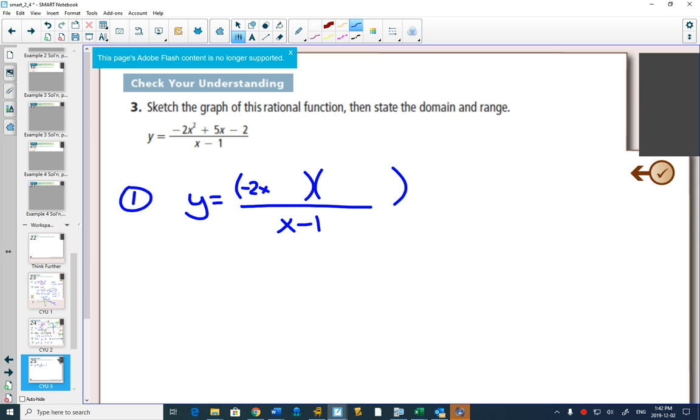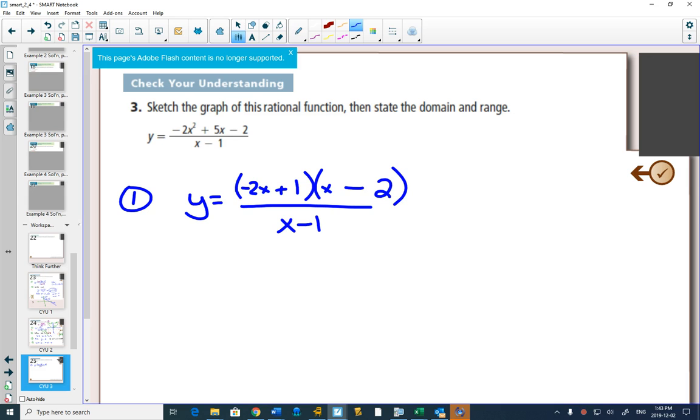In order to get a negative 2x squared, it would have to be negative 2x and x. In order to get 2, you would need 2 and 1. I'm going to put the 2 here and the 1 here. That way my outside is 4, my inside is 1, because I want to get a 5. If I want to get a positive 5, I need positive 4 plus 1, positive 5.